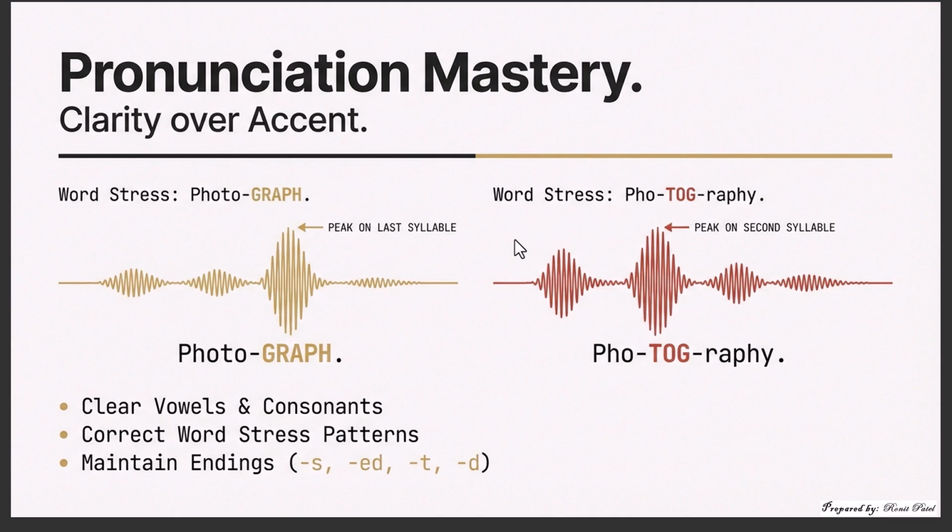That requires three things: clear vowel and consonant sounds, correct word stress patterns, like the difference between photograph and photography, and strong ending sounds such as S, ed, T, and D. These tiny endings are extremely important because dropping them makes speech sound incomplete or unclear. So always remember, clarity is more powerful than accent.